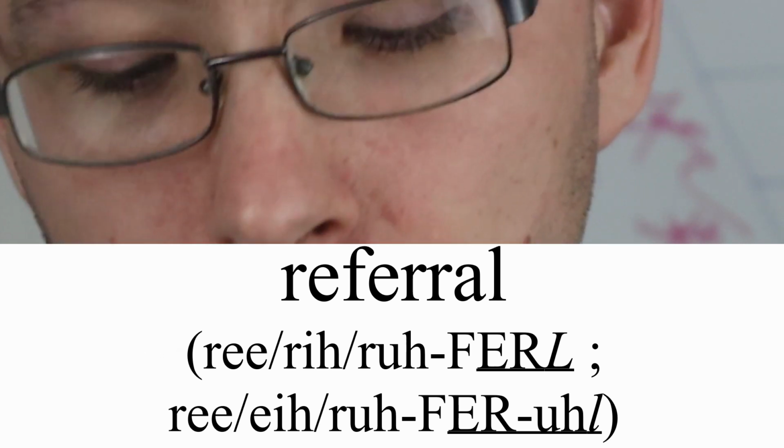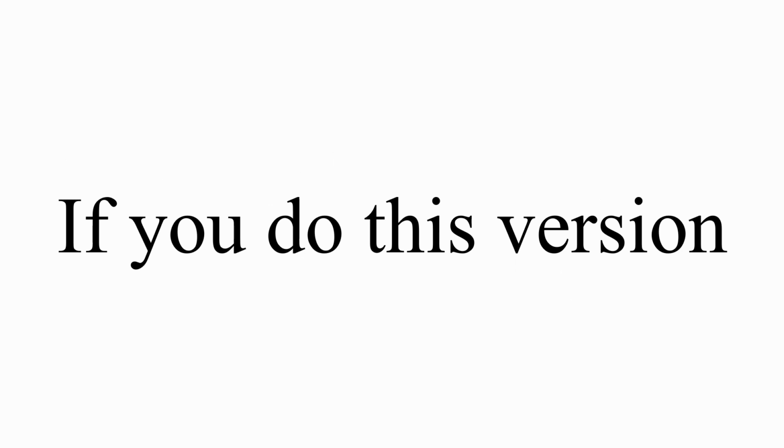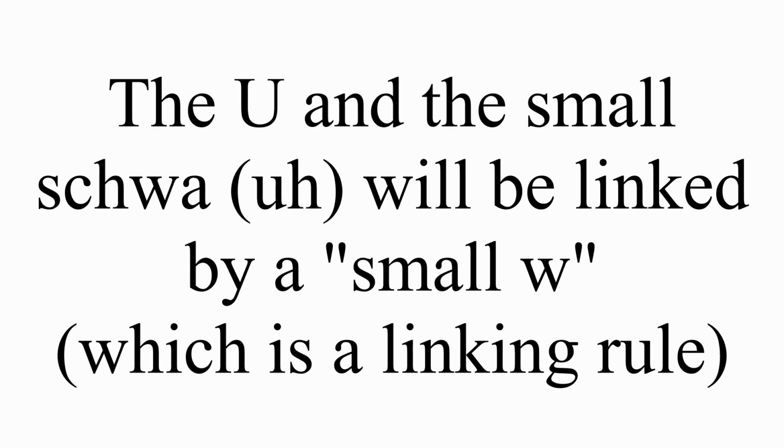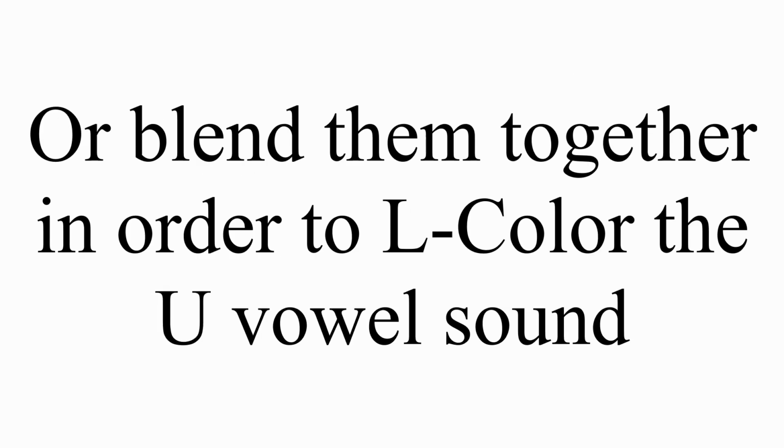The L-colored oo vowel sound. This can also have a small schwa sound between the oo and the L. If you do this, then the oo and the little schwa that is added will be linked by a small w sound, and it must be very, very small as a linking sound, not a full w. Or you can more tightly blend them together.